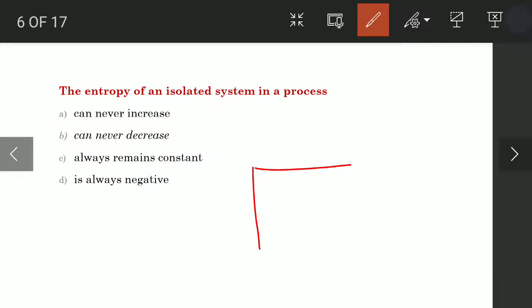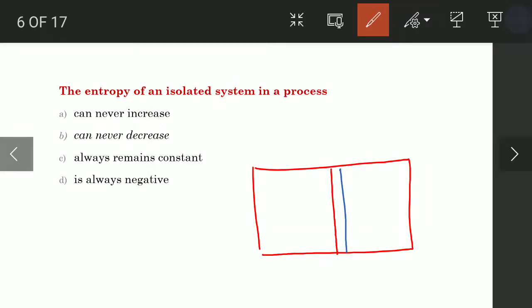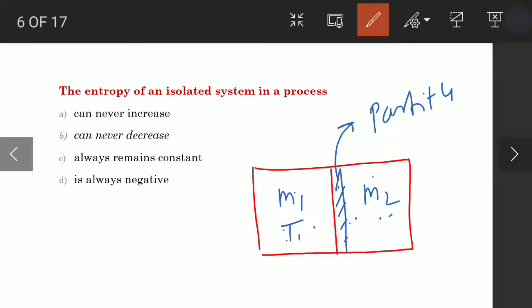For example, this is an isolated system, and you can draw a partition. Here one gas is there having mass m1, and this is another gas having mass m2. Remove this partition, then there is a mixing process of gas 1 and gas 2, both at different temperatures, let us assume. When the partition is removed, both gases mix with each other, and the mixing process is an irreversible process.